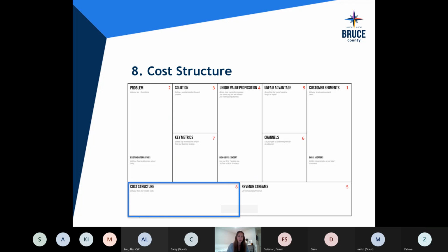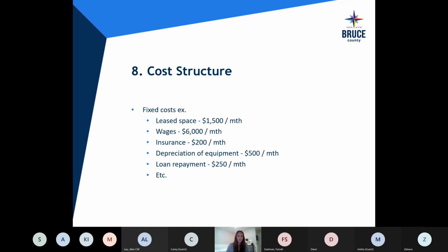Number 8 is our cost structure. So just like the revenue streams, this is meant to be a snapshot. It doesn't need to be unbelievably detailed or every penny written down, but you want to get a good sense about how you're operating your business from a cash outflow standpoint, because essentially, if you're not making money, how are you going to stay in business? So what we're asking here is, how will you afford your creative addition? So here we'll outline our fixed costs and our variable costs.